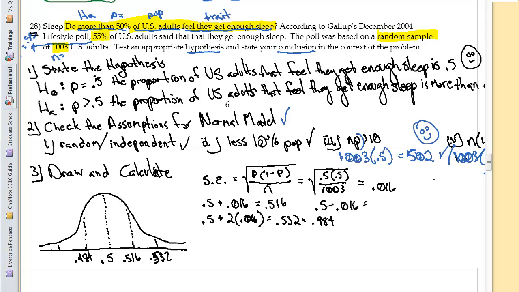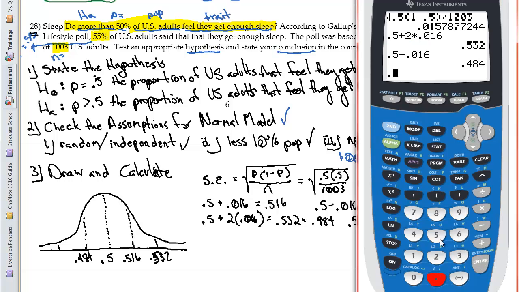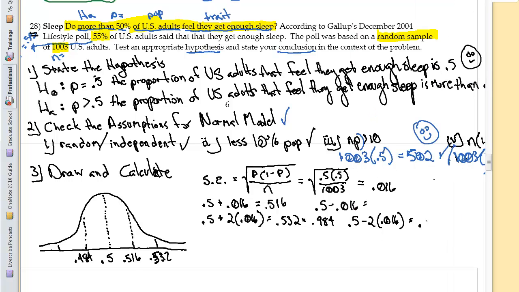And now I have not 1, but I have 2 standard deviations away. So now I'm going to subtract 2 of those standard errors away. Okay? And so now you've got 0.5 minus 2 times 0.016. And that gives you 0.468. Go over here, 0.468.